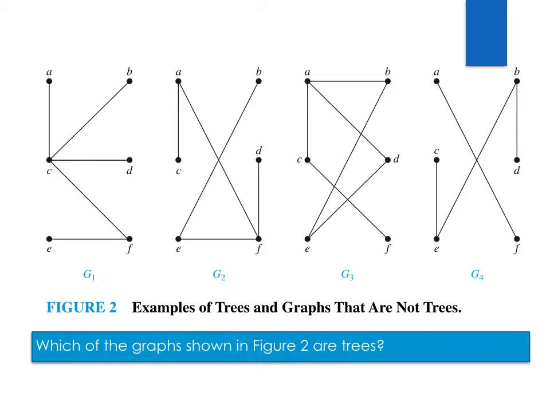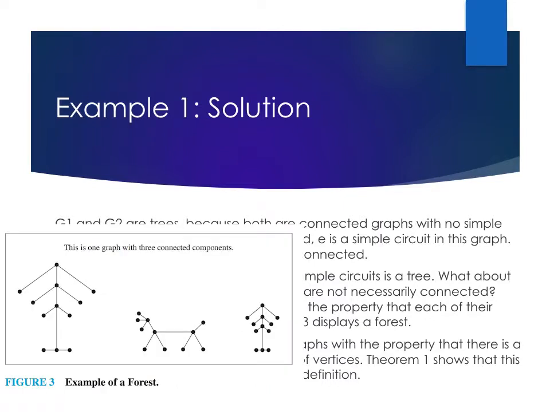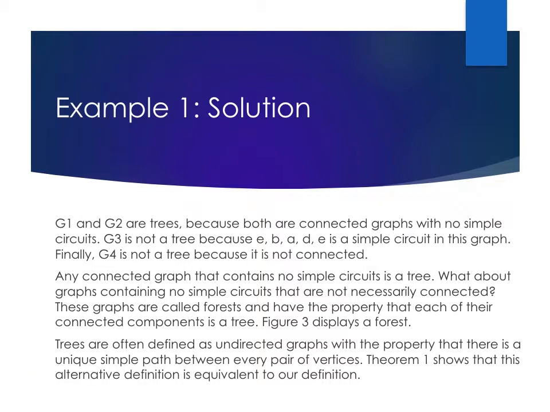Any connected graph that contains no simple circuits is a tree. What about graphs containing no simple circuits that are not necessarily connected? These graphs are called forests and have the property that each of their connected components is a tree. Figure 3 displays a forest. Trees are often defined as undirected graphs with the property that there is a unique simple path between every pair of vertices. Theorem 1 shows that this alternative definition is equivalent to our definition.